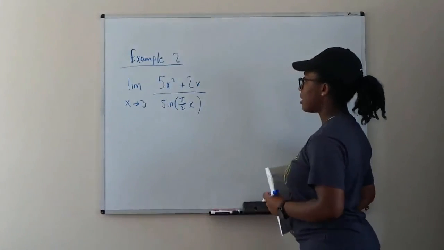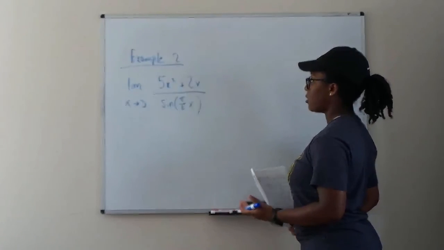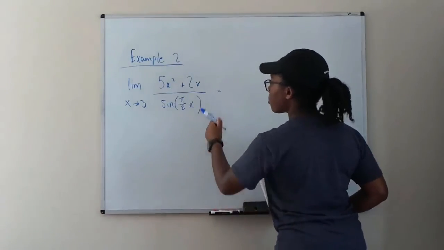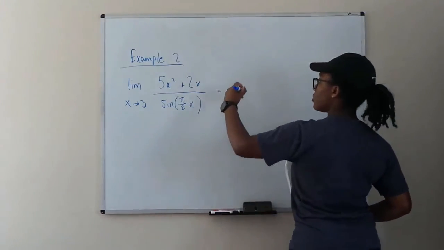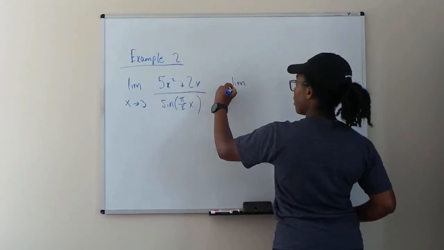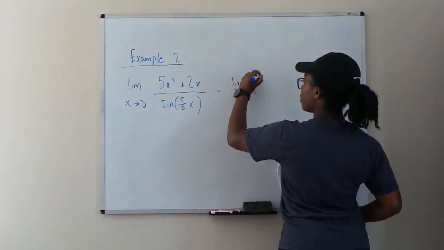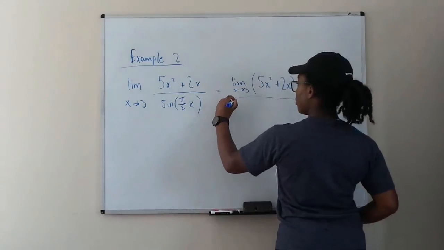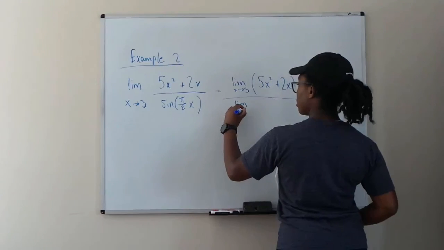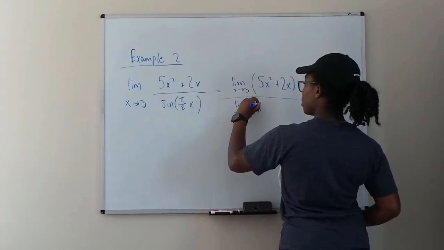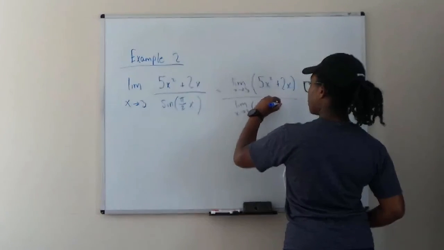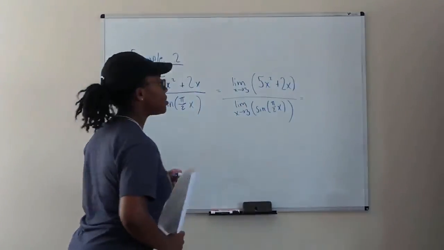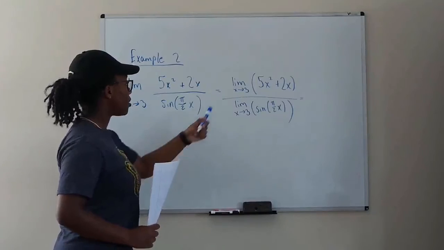Okay, so just like in the case that we just had before, there's a couple limit laws that we can start applying. So first we could just split up the numerator and the denominator using the quotient rule. So we'll have the limit as x approaches 3 of 5x squared plus 2x, divided by the limit as x approaches 3 of sine of pi over 2x. And then we could further split this up using the sum and difference laws on the top.